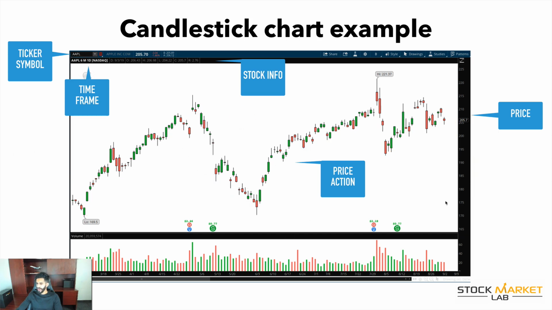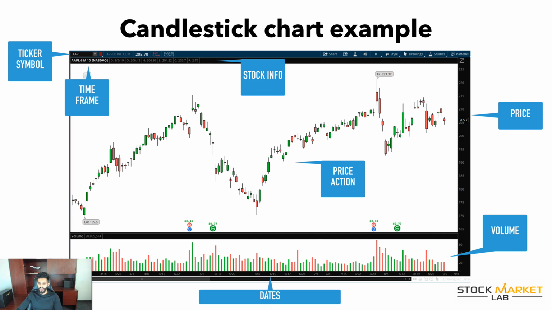Beyond that, right here, we have volume. We're going to break down volume too in the upcoming lessons, but volume is showcasing the number of transactions taking place. Depending on what day I click on, it will show me the volume for that time period, how many transactions happened for this particular stock. And then finally, down here we have dates.